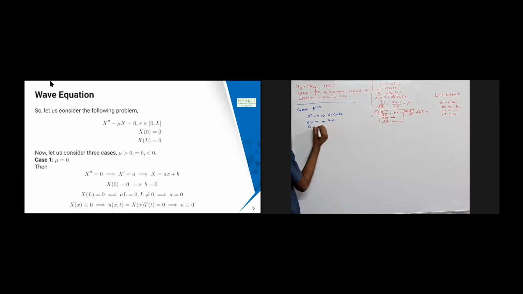Similarly, if I put x of l equal to 0, then I'm going to get al plus b, but b is already 0, therefore this is going to become 0, which implies a is going to be 0 because l is not equal to 0. Now let us consider case 2.